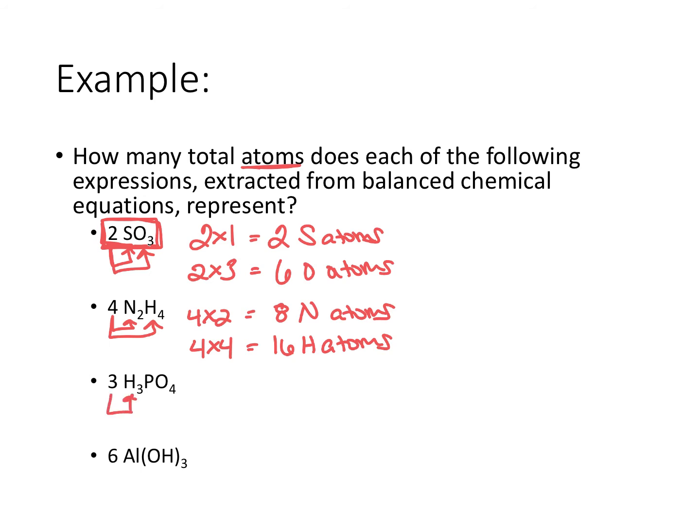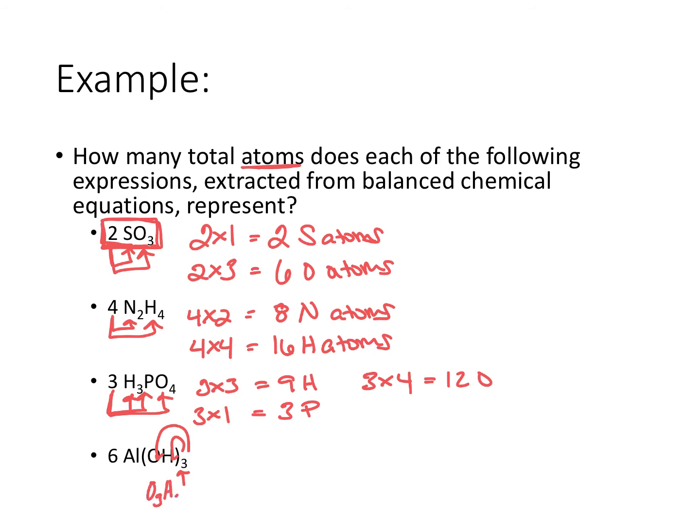All right, I have 3 times 3 hydrogen, so 9 hydrogen. I have 3 times 1 for phosphorus, so 3 phosphorus. 3 times 4 for oxygen, so 12 oxygen. Then this last one, we've got parentheses. So remember again, the number outside the parentheses multiplies the numbers inside. So really I have O3H3.